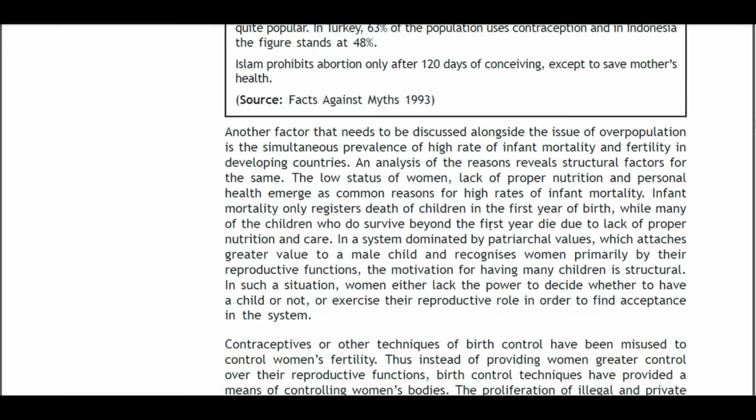Another factor that needs to be discussed along with the issue of overpopulation is the simultaneous prevalence of high rates of infant mortality and fertility in developing countries. As analysis of the reasons reveals, structural factors, the low status of women, lack of proper nutrition, and poor family health care emerge as common reasons for the higher rate of infant mortality. Infant mortality only registers the death of children in the first year of birth, while many of the children who do survive beyond the first year die due to the lack of proper nutrition and care.